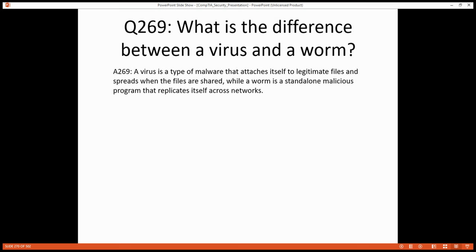Q269. What is the difference between a virus and a worm? A269. A virus is a type of malware that attaches itself to legitimate files and spreads when the files are shared, while a worm is a standalone malicious program that replicates itself across networks.